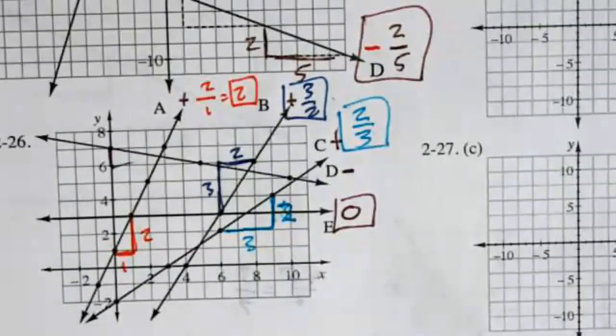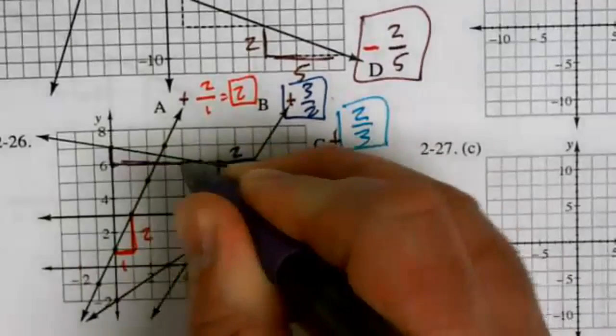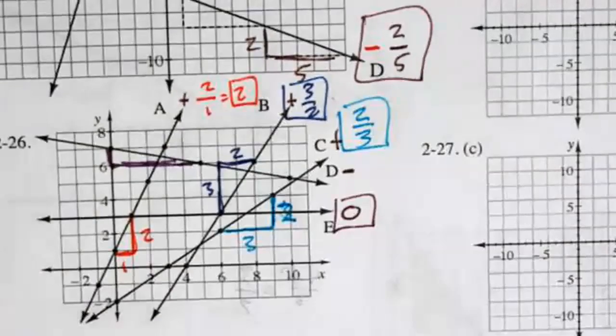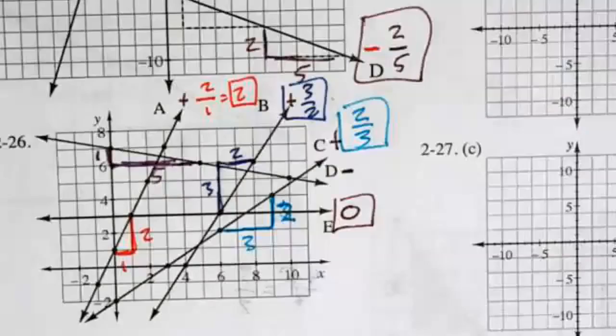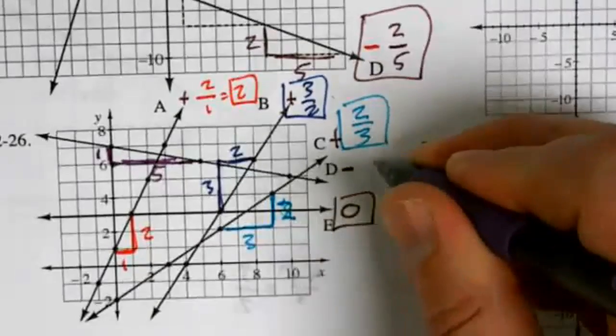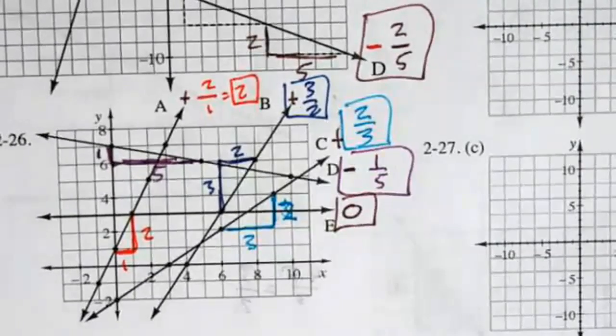And then line D, that's our negative slope. I did this skinny long triangle here. Its rise was 1, its run was 1, 2, 3, 4, 5. So it was negative 1 over 5. Make sure you include that negative. Did you put that negative in your answer for D? Yeah. Was it in front of your fraction? Good.